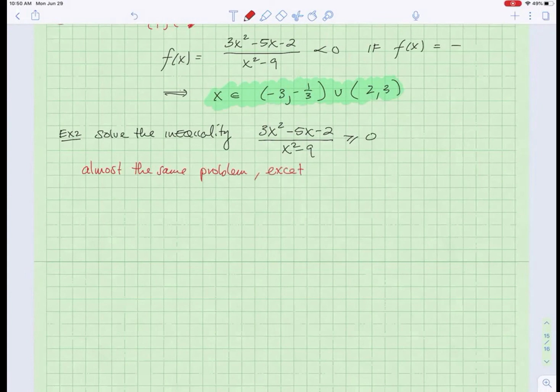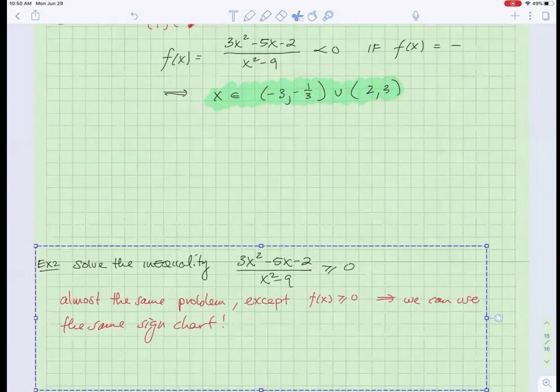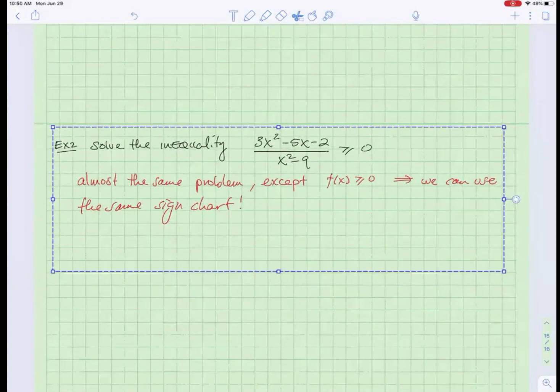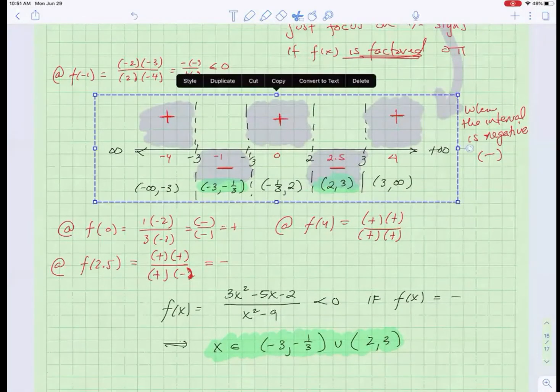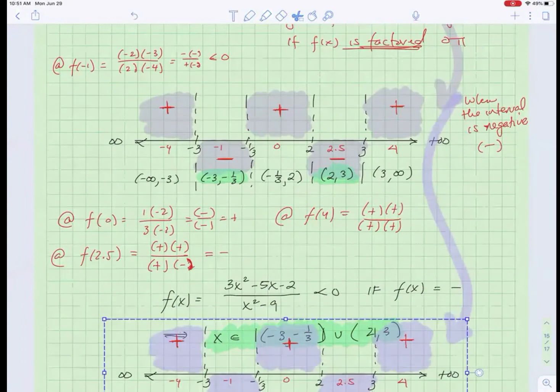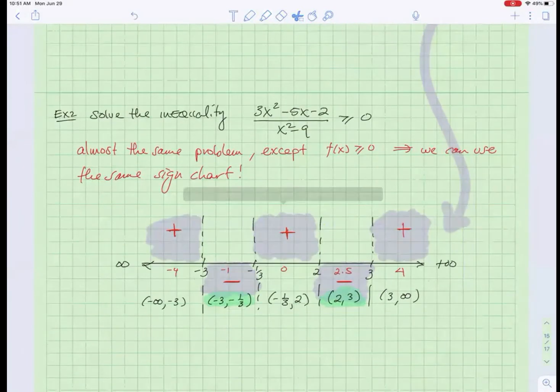Except f of x is greater than or equal to 0. So we can use the same sign chart without doing extra work here. Actually, let me move this down below here so a little more continuity is preserved. So I'm going to snatch up this sign chart, duplicate, move it on down here.